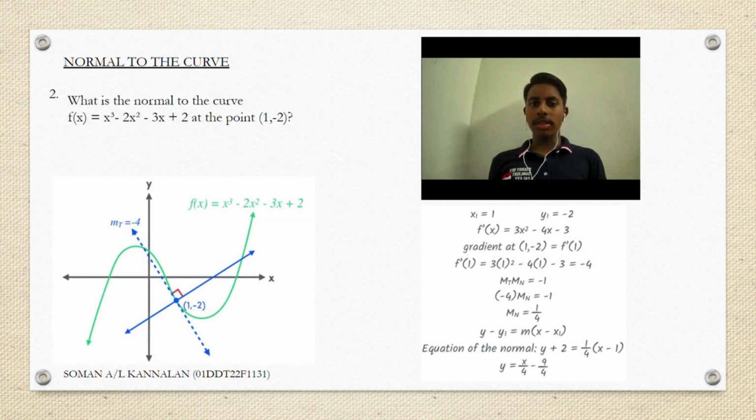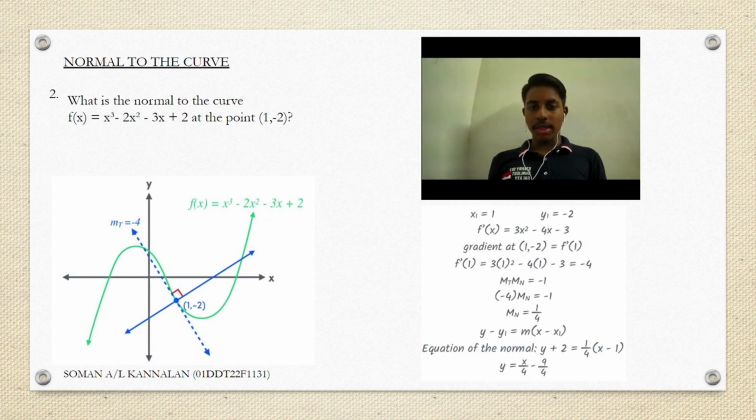So now we just have to find the gradient of the normal. The gradient of the curve is the derivative of the curve, so dy/dx equals 3x squared minus 4x minus 3. So we get the gradient of the curve at the point (1, negative 2) to be dy/dx equals 3 times 1 squared minus 4 times 1 minus 3, which equals negative 4.